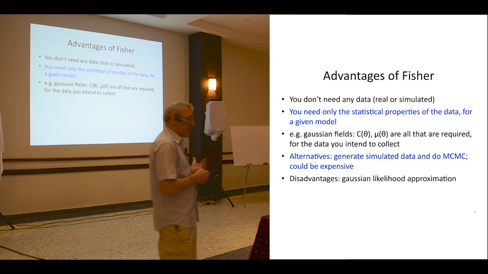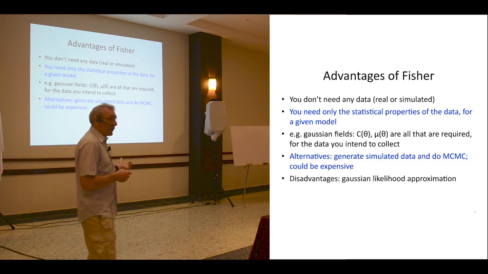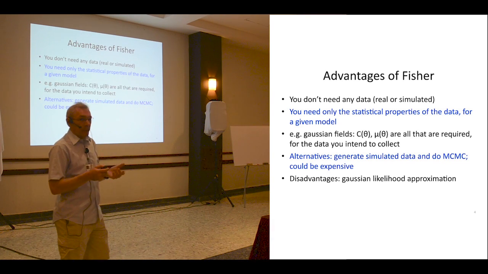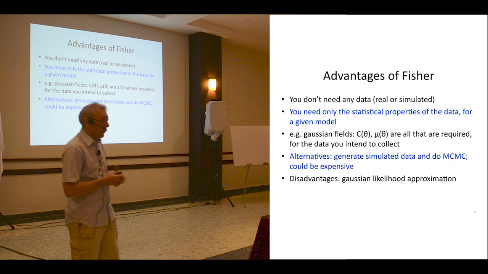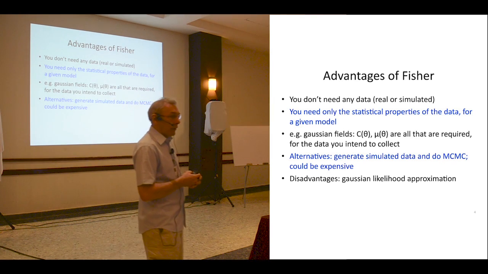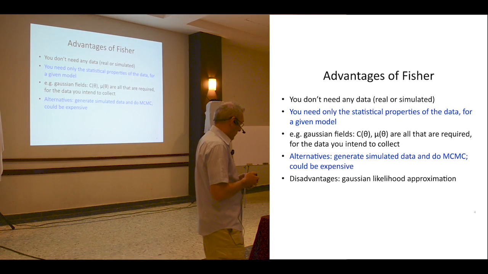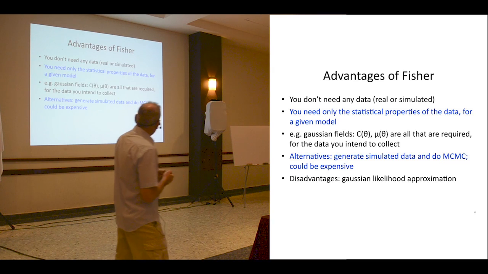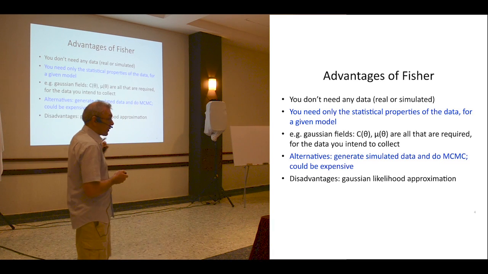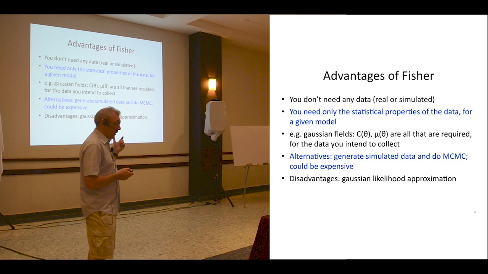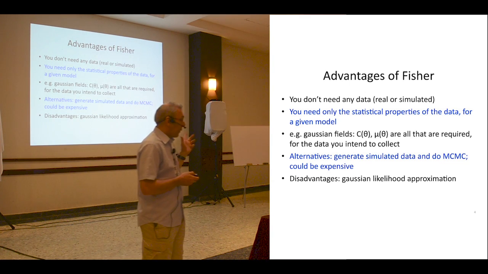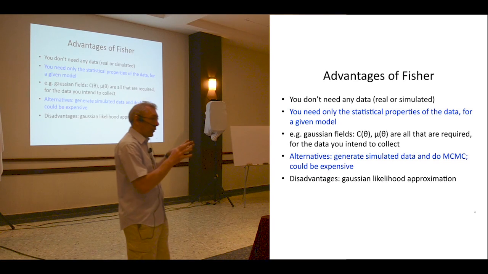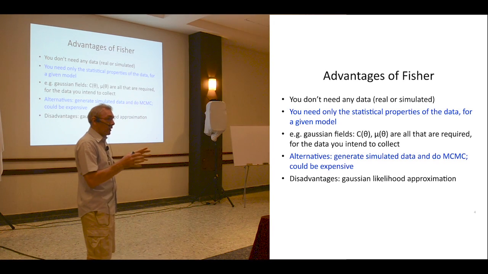So the alternative to this would be to generate simulated data that simulates your experiment, or your observation, and then run, say, a Monte Carlo Markov chain on it, and then get some likelihood surfaces that way. So this is much faster. The disadvantage is that it assumes one thing really: it assumes that the likelihood surface is a Gaussian.